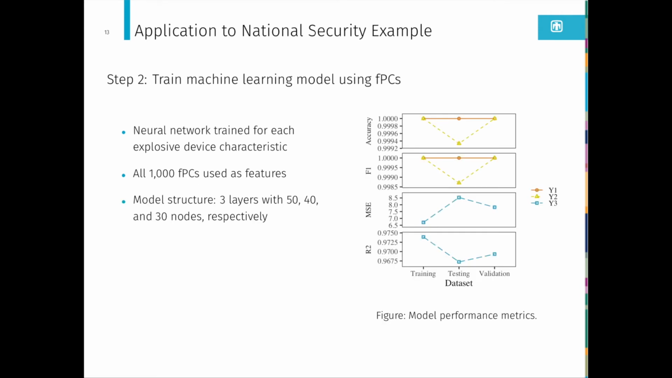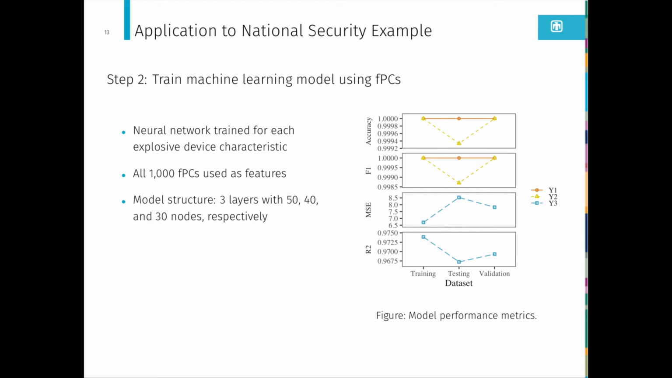A neural network is trained for each of the 3 explosive device characteristics using all 1,000 functional principal components. All 1,000 fPCs were chosen to be included based on the point I just mentioned that the discriminating fPCs may not be the same as those that explain the majority of the variation. However, it would be possible to retrain a model with a reduced number of principal components after applying PFI using the knowledge of the fPCs that explain the most variability in the data and those that are important for discrimination.